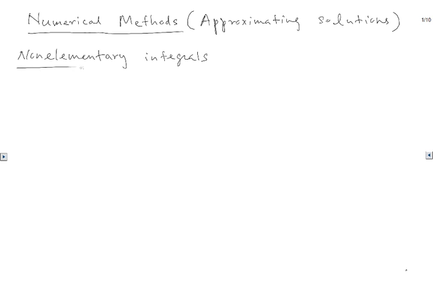So there are some special integrals. For example, let's look at this integral: e to the negative x squared dx. So this is, I should say, the most important integral in science, pretty much in all sciences, but unfortunately you cannot integrate this one. So the most important integral you cannot integrate.